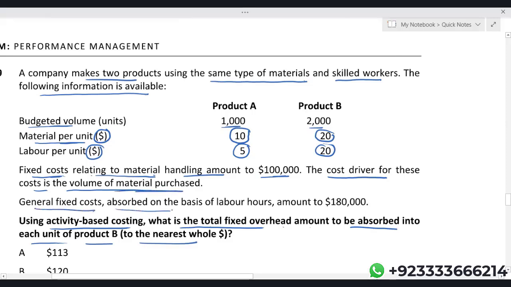General fixed costs absorbed on the basis of labor hours amounted to 1,80,000. So the fixed overhead absorbed on the basis of labor hours, so 1,80,000.